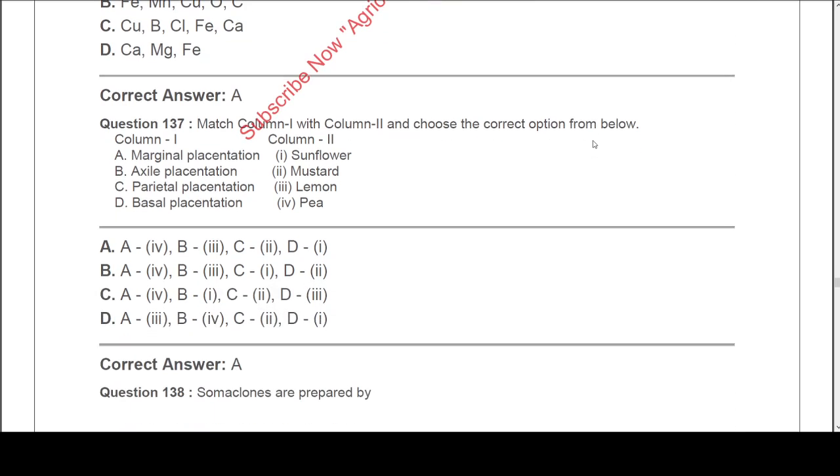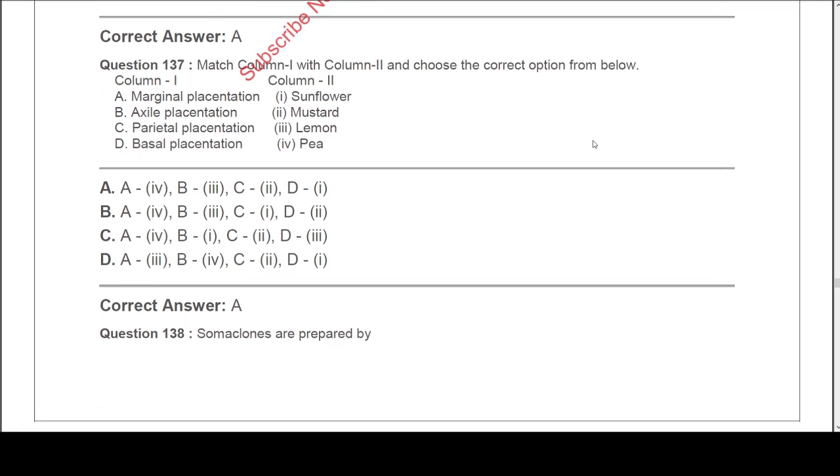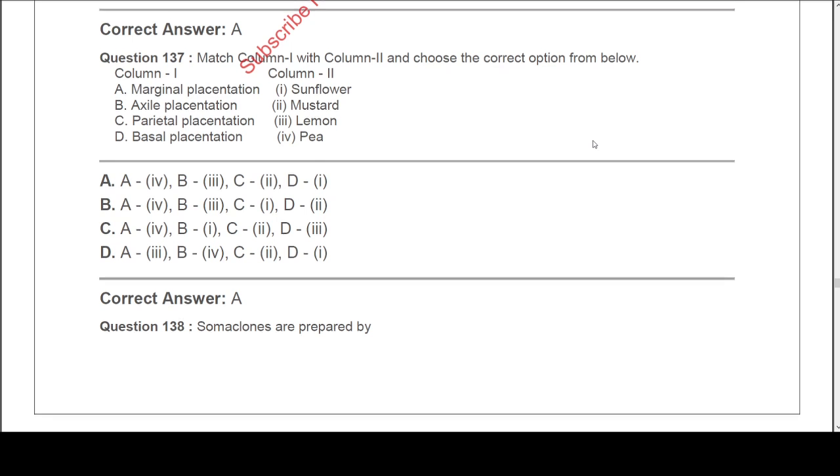Here comes the match the following again. Marginal placentation, axial, parietal, basal. So the correct answer for this is option A. Marginal placentation is pea. Axial placentation is lemon. Parietal placentation is option 2, mustard, and basal placentation is sunflower. So if it is fast, try to pause the video and check out the answer.